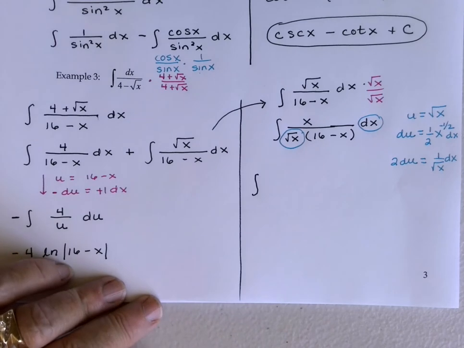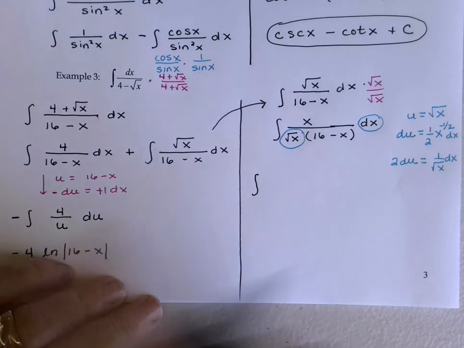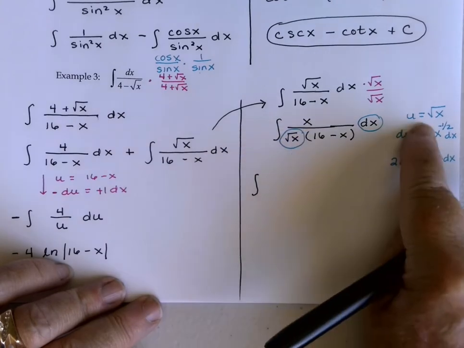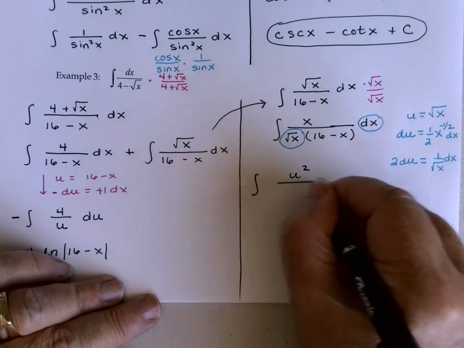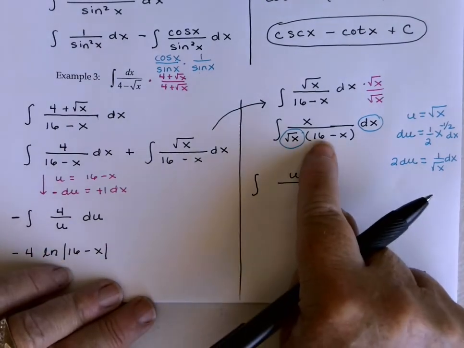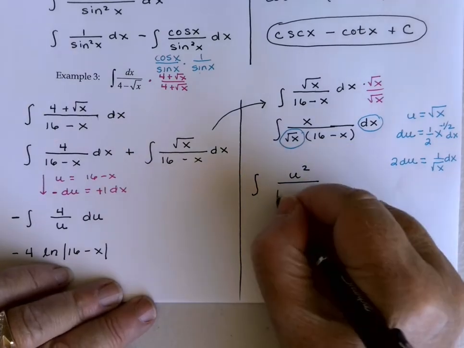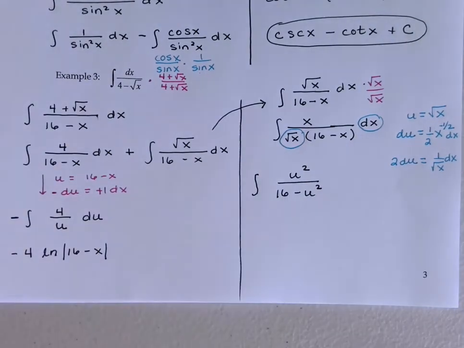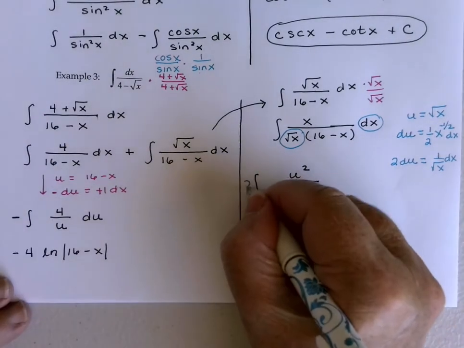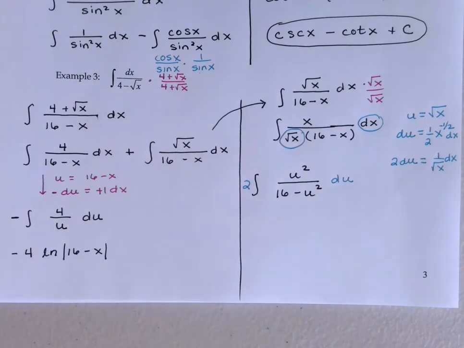So let's see what I've got here. I have got x on the top. Well, isn't that just u squared? Let's write it that way. Over 16 minus u squared. And then the dx and the square root of x on the bottom, I'm going to make that a 2 du. All right, well, you might argue whether or not I've made that any better, but at least we've gotten rid of all the square roots. That's usually a good thing, right?